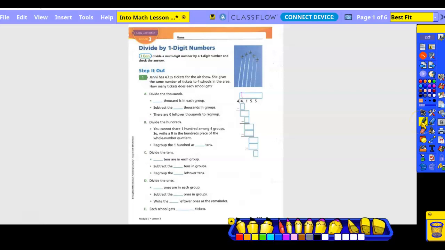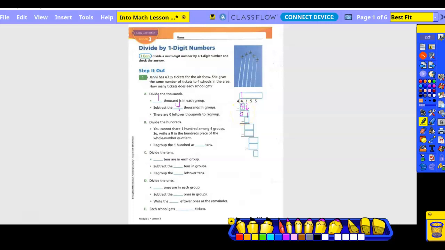One time. So I'm going to put a 1 up here. So we just said it went in there 1 time. Then 4 times 1 is 4. So we are going to subtract 4,000 in groups. So 4 minus 4 is what? 0. And I bring down the 1.